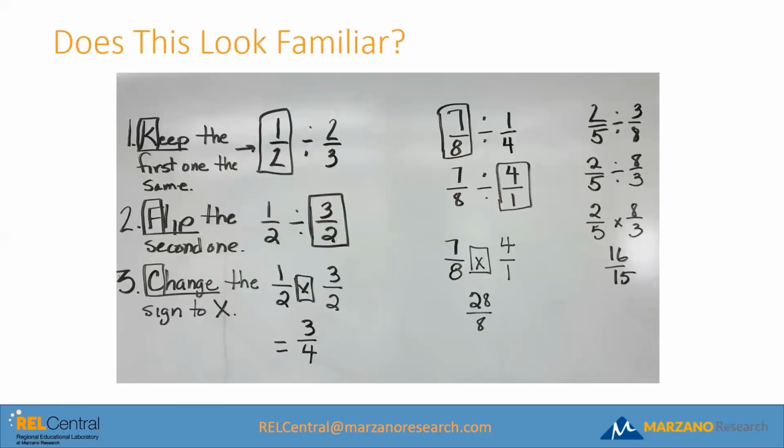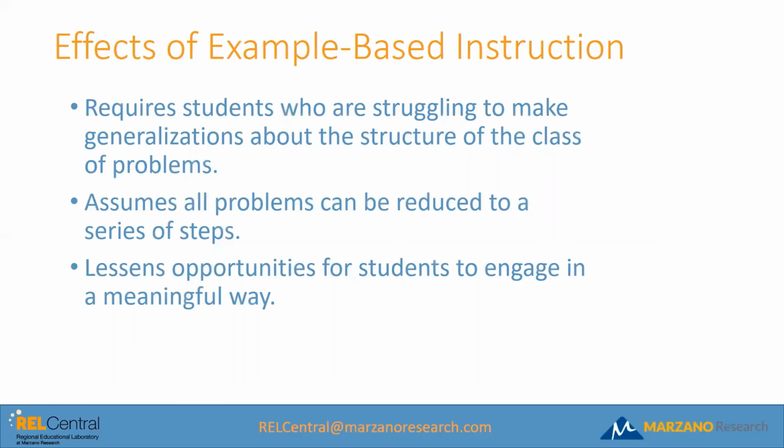So why is that not a good thing? We call this example-based teaching. And when students are working with example-based teaching, there are some things that happen that change the way in which students think about mathematics. First of all, it requires these students to look at all of these different problems, these examples, and the steps that are used to solve those problems, and to try to make sense of how they're alike. What's the commonality of the problems themselves? That's an extremely high cognitive load for students who are struggling in mathematics.